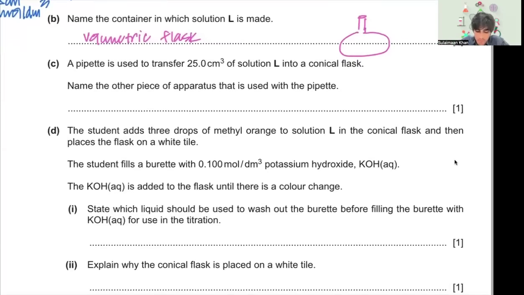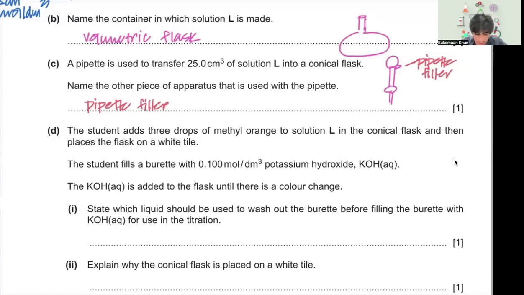Okay, a pipette is used to transfer 25 cm cube of solution L into a conical flask. Name another piece of apparatus that is used with a pipette. That's called a pipette filler. You could also call it a safety filler or a pipette bulb. You first push it inwards, you place it on the pipette to create a vacuum, and then you let it go, and the pipette sucks up that liquid. You could call it a suction bulb, whatever you want, but the better word for it is a pipette filler or a safety filler. Doesn't make a difference.